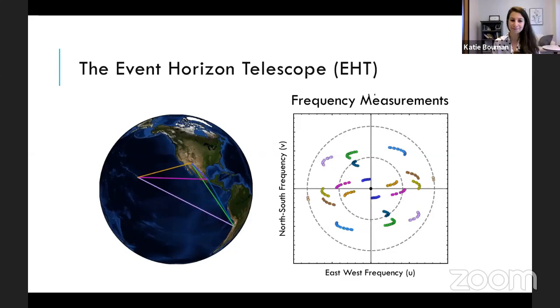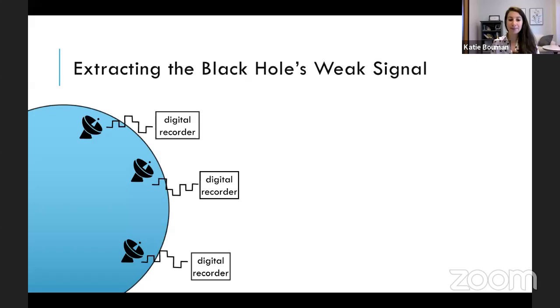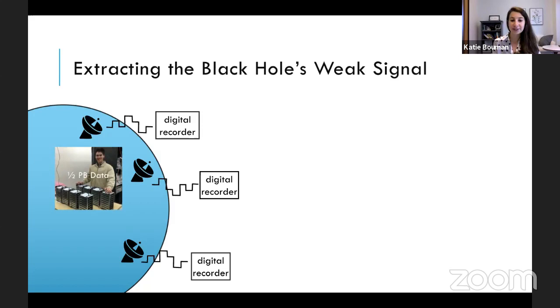Okay, so now that we know what we could ideally capture from these telescopes, how do we actually get these measurements? Well, we get these measurements by recording hundreds of terabytes of data at each of the telescopes. Here you see my friend Lindsay Blackburn posing with about 0.5 petabyte of data that was collected just at one of the telescopes, the LMT telescope in Mexico. And this wasn't even all the data we collected from it that year. We recorded so much data that we can't send it over the internet, and it has to be flown to a common location.